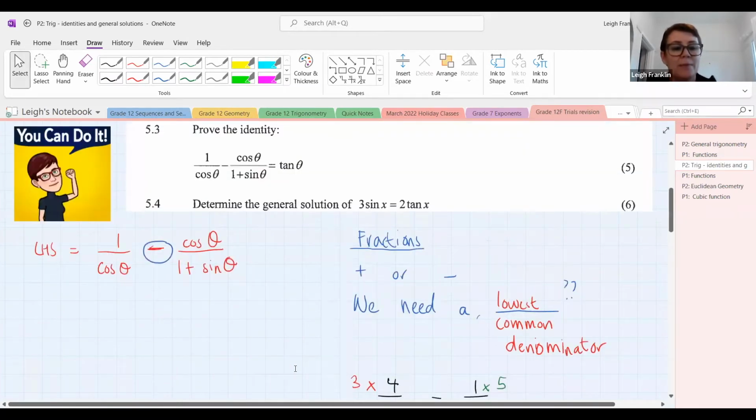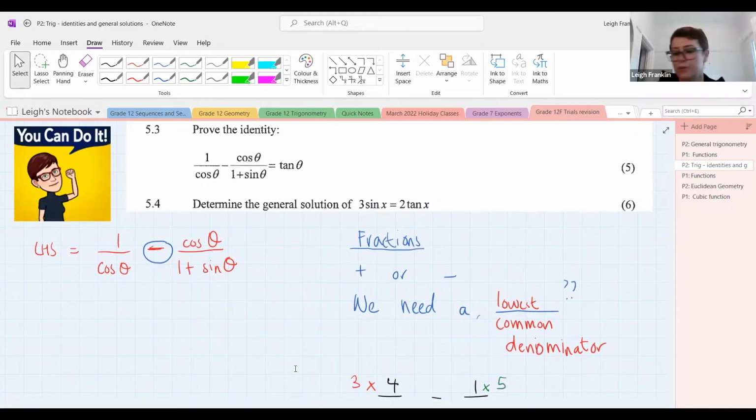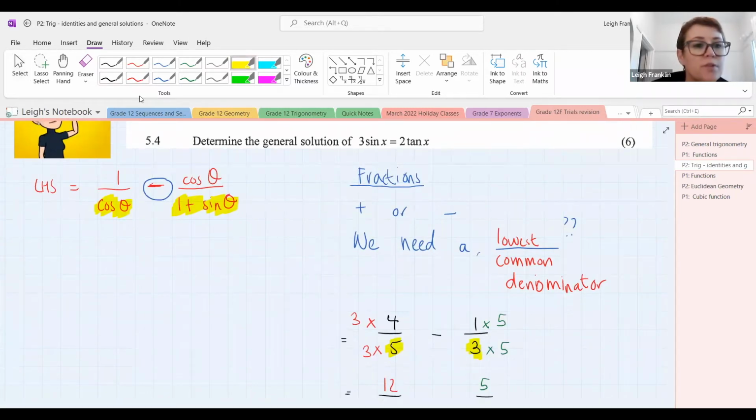Exactly the same thing, except here we've also got to be careful about identities that we can use. But in terms of getting started, we're going to look at the denominators and say to ourselves, what is the lowest common denominator of these two? Well, because they've got trigonometric expressions in them, we have to multiply them together. So the product of these two is our lowest common denominator. In other words, cos theta times 1 plus sine theta.